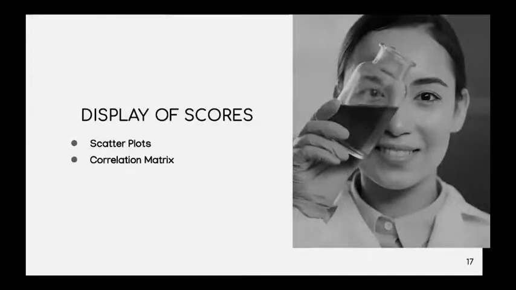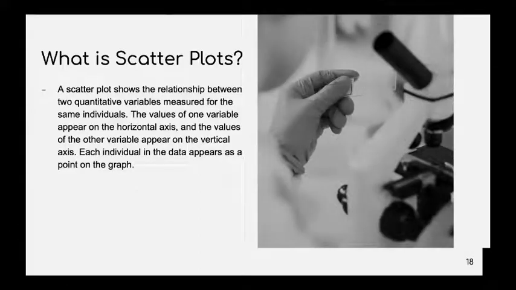Next, I'm going to explain about the display of scores. For display of scores, we have two types here, which are scatter plots and also correlation metrics. So what is a scatter plot? Scatter plots show a relationship between two quantitative variables measured for the same individuals.